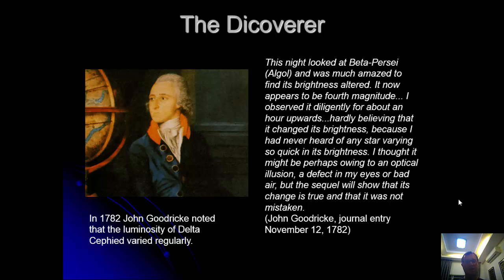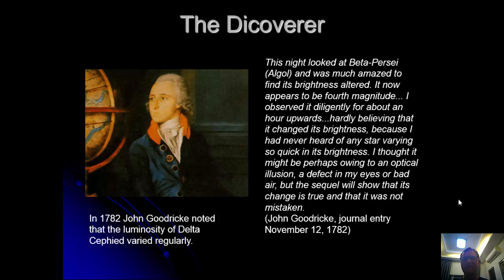Mr. John Goodricke was the first person to note that the luminosity of delta Cephei varied regularly, and because the first star was delta Cephei, we have what's known as the Cepheid variables, the group of which this is the first one.